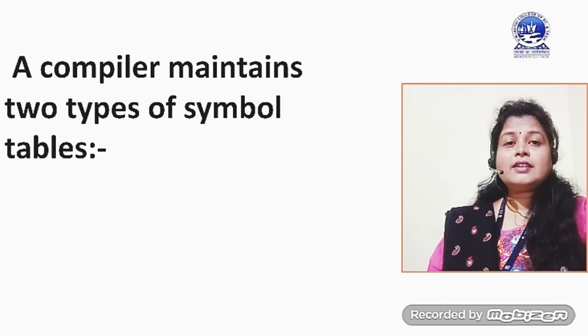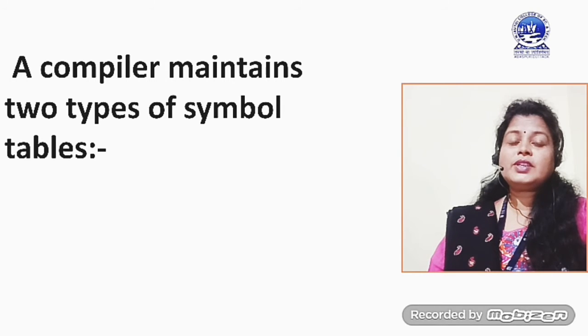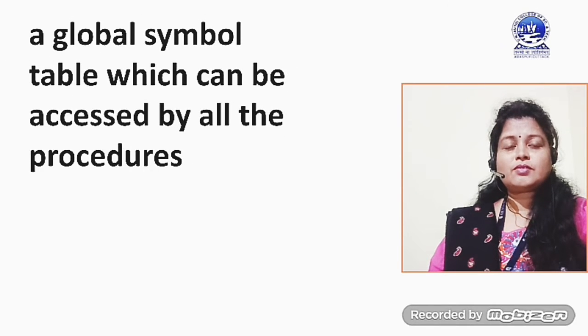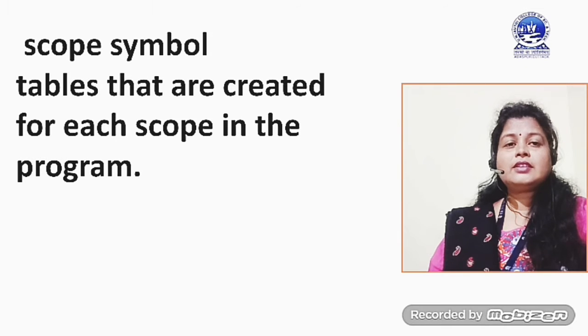Now, what are the different types of symbol table which are maintained by the compiler? A compiler maintains two different types of symbol table. Let's discuss the first one. The first one is the global symbol table. The global symbol table is the symbol table which can be accessed by all the procedures. The second is the scope symbol table, which is created for each scope in the program.